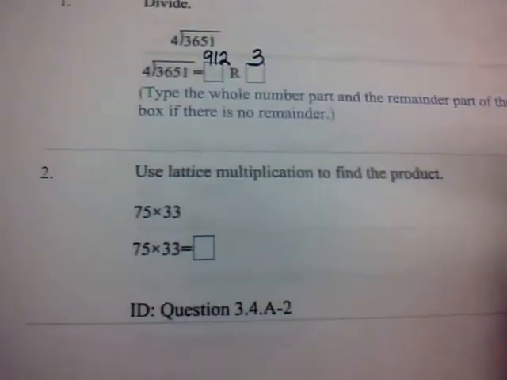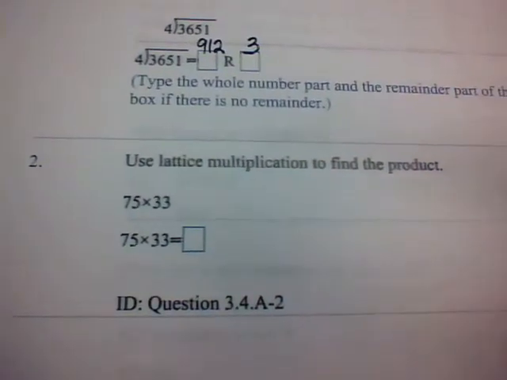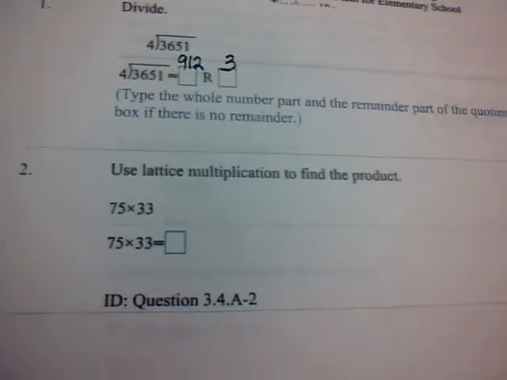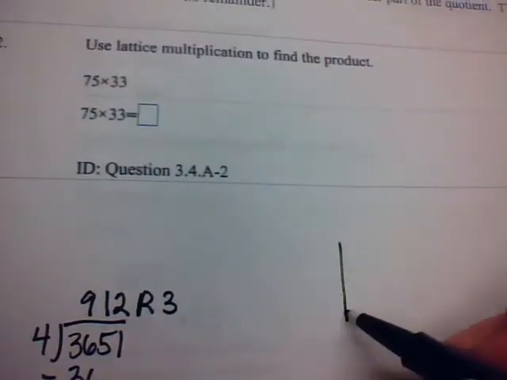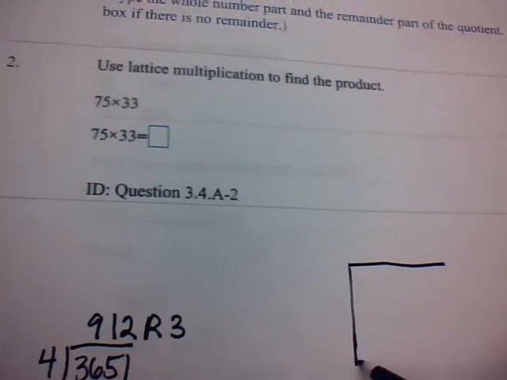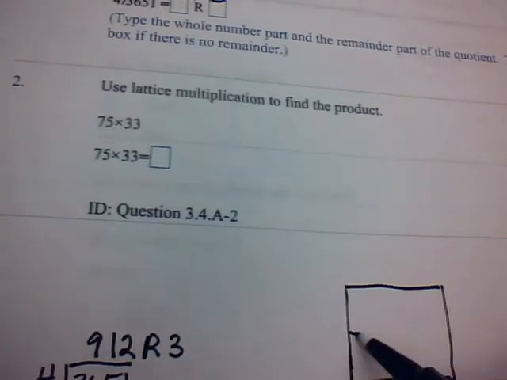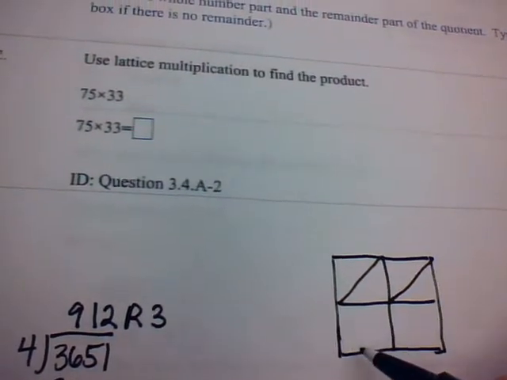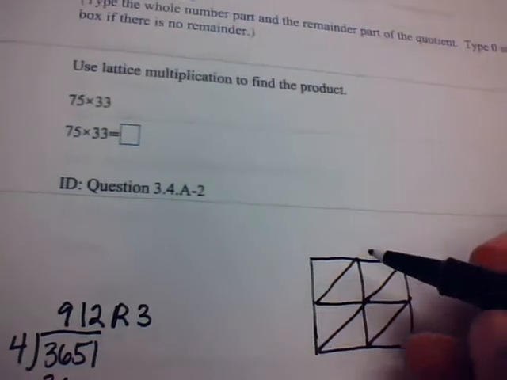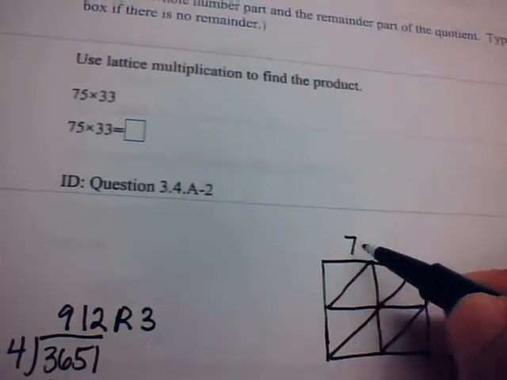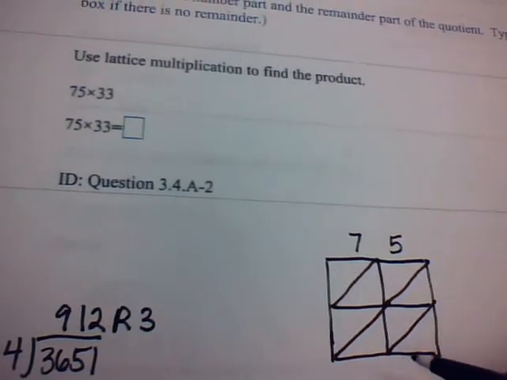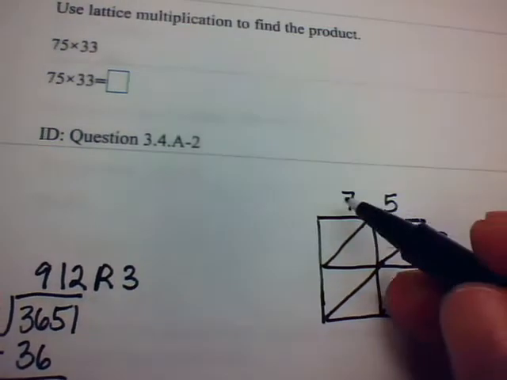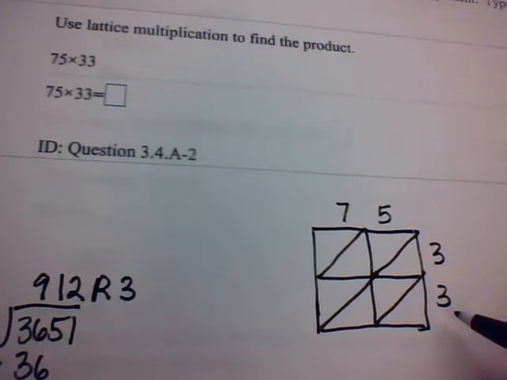All right, number 2 is using the lattice multiplication to find the product of 75 times 33. Okay, this is how I'm going to set up that problem. I've got a 2-digit number multiplied by a 2-digit number. I'm going to use 4 boxes, and I'm going to separate them into triangles here. And then we have 75. I'm going to put 1 digit for each column, and then a digit for the rows, 3 and 3. So that's 75 times 33.